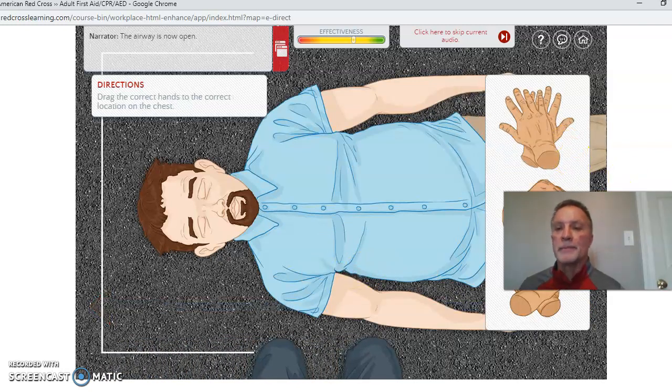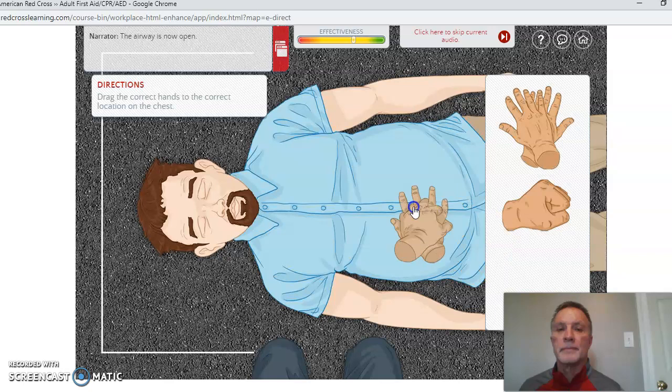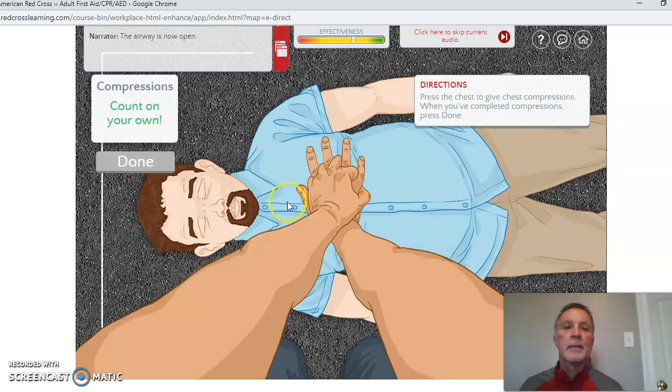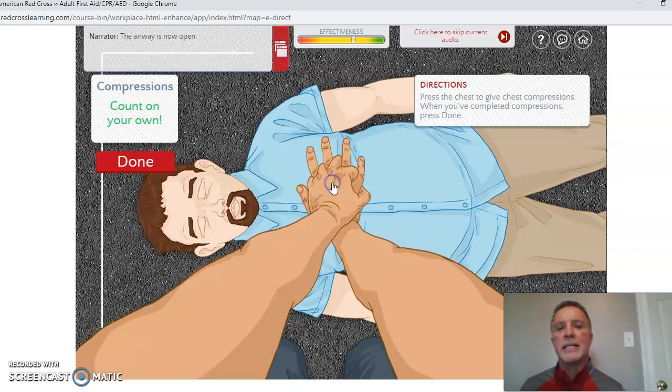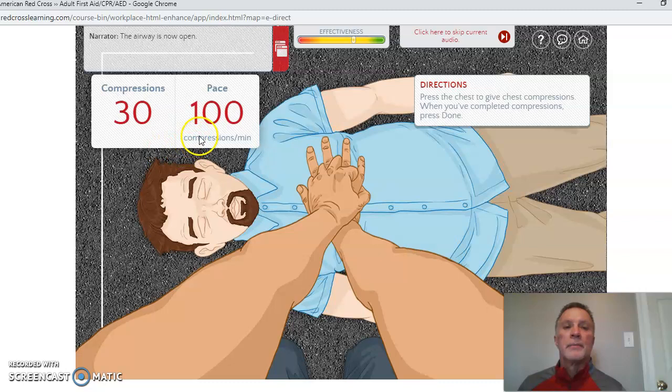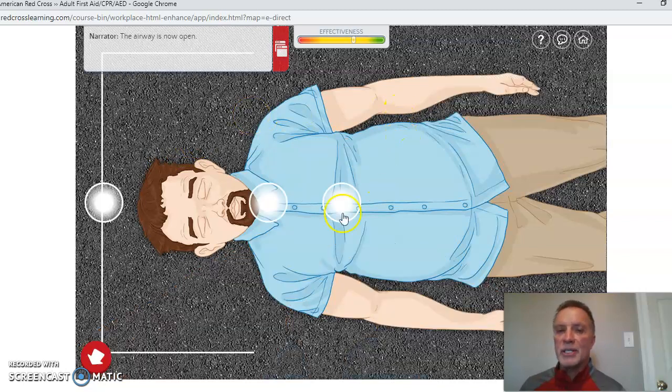Interlock our hands. Okay, and our compression count, here we go. 1, 2, 3, 4, 5, 6, 7, 8, 9, 10, 11, 12, 13, 14, 15, 16, 17, 18, 19, 20, 21, 22, 23, 24, 25, 26, 27, 28, 29, 30. Pace is 100. I could have even gone a little faster.